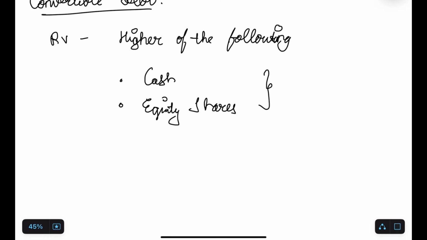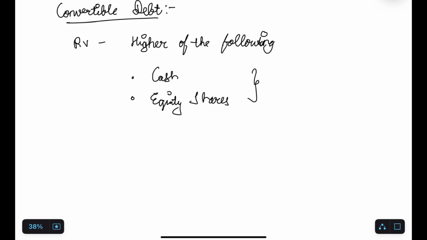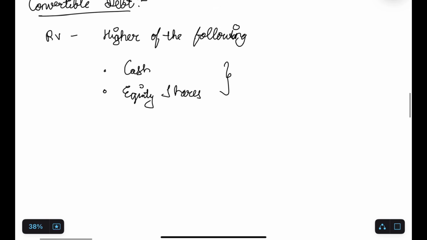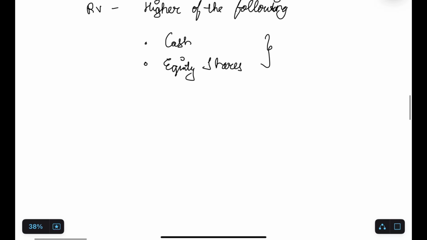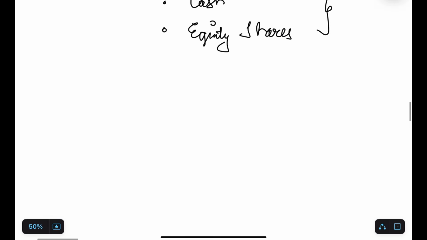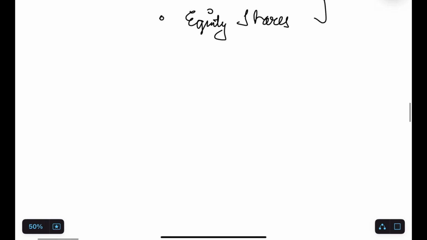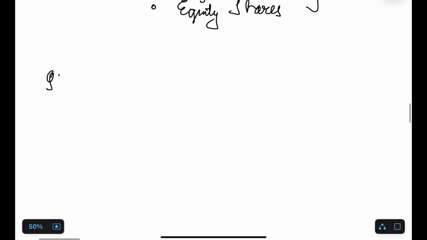We would calculate the value of equity shares as relevant to the data given in the question, and the value of cash is always the value at which the debenture would have been redeemed. So we would take the higher of the two, calculate our RV, and use that in the same formula: interest times 1 minus T plus RV minus PV upon N, upon RV plus PV by 2, and we would calculate our cost of debt. So let us do a question of this to get better clarity. Question number 3 is of convertible debt. So let's solve question number 3.